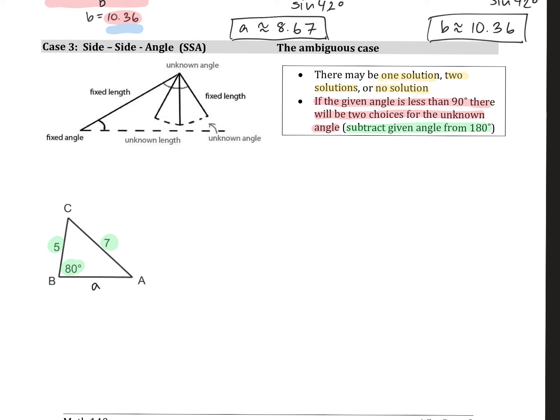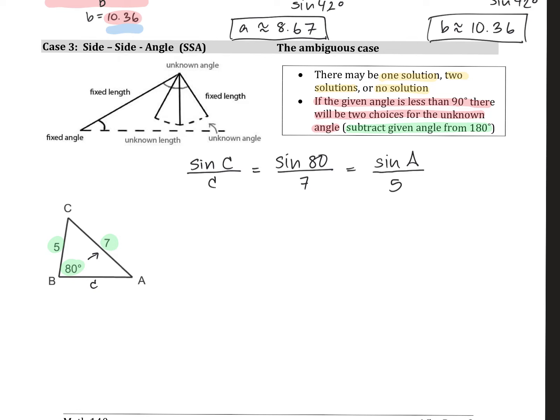So we have this ratio going on here. We have sine of C divided by, oh sorry, that should be lowercase c. Divided by c, we don't know either of those, will equal sine of the B value, which we do know, 80, divided by 7, which is going to equal sine of A divided by 5. So these are the ratios we know.